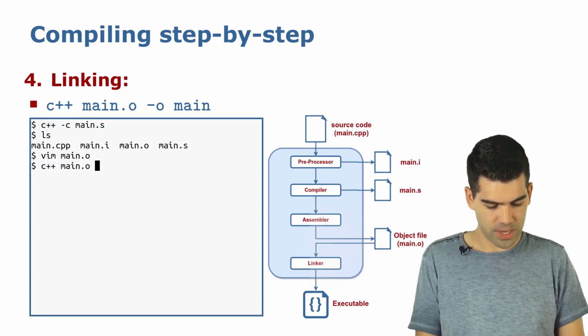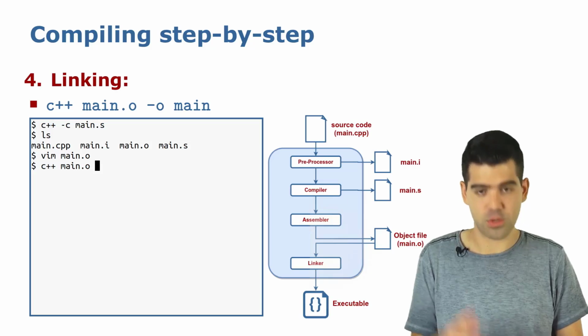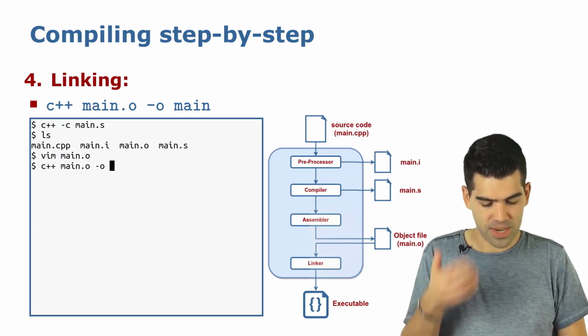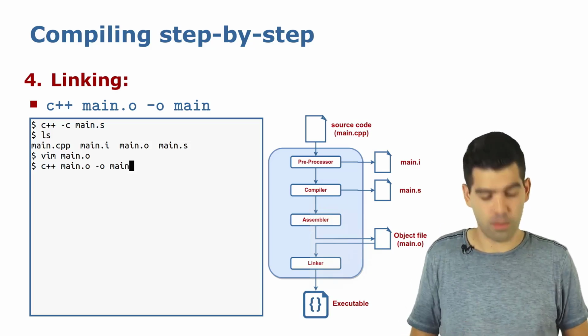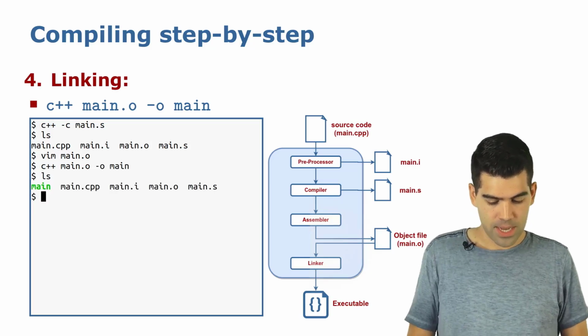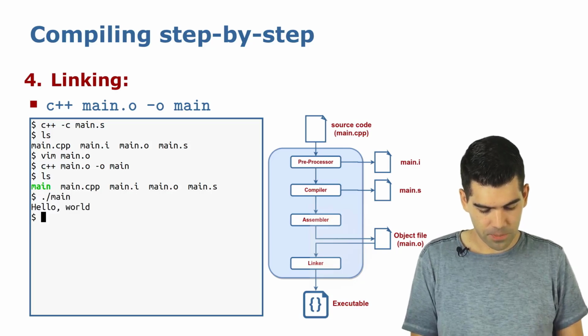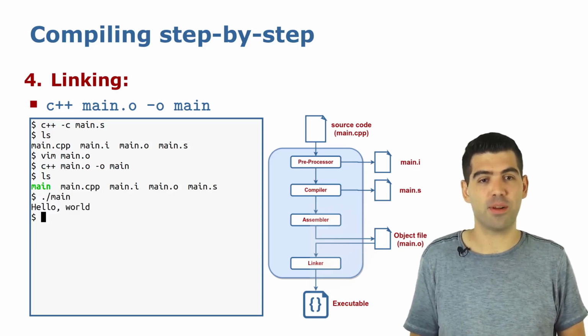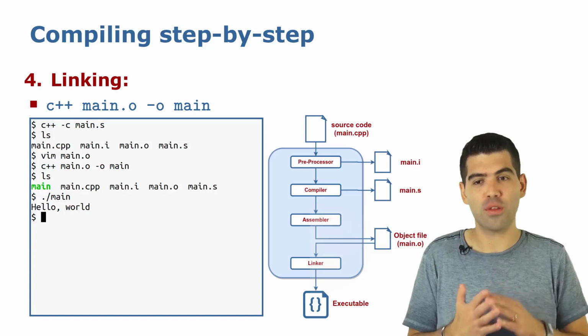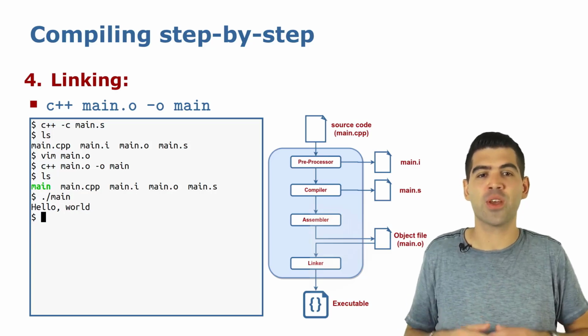So if you do this, it will give you an output, but let's put it into a file that we will call main. And this is the last step. And now we have our main executable, that is the final program. So this was all the 4 steps done by hand.